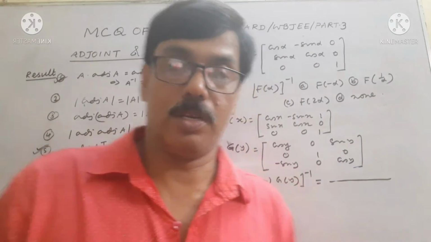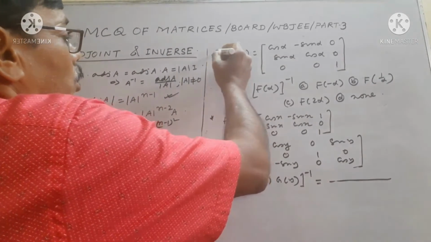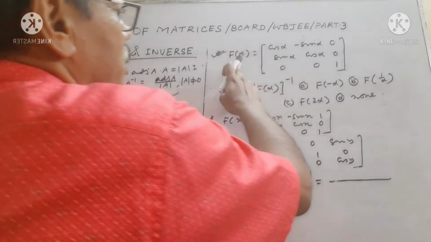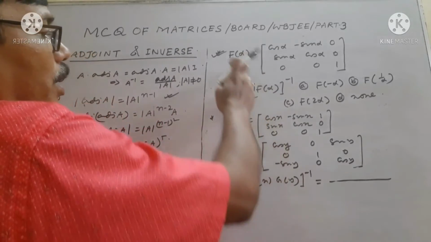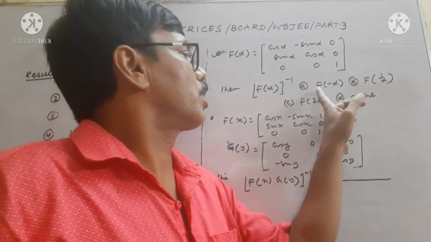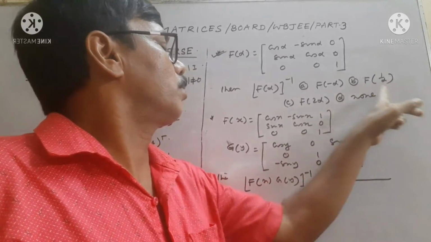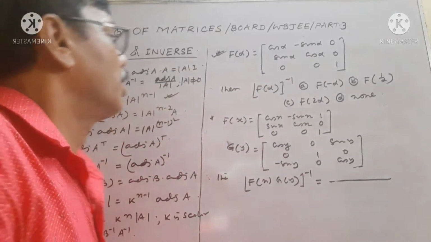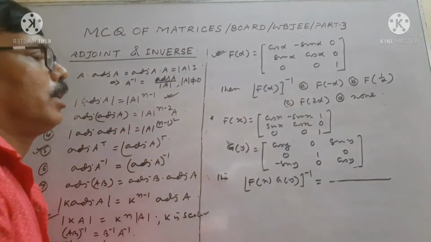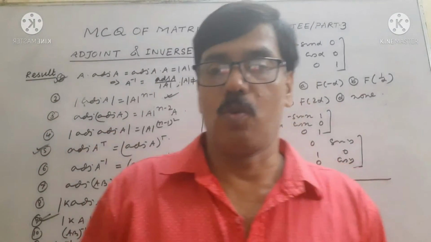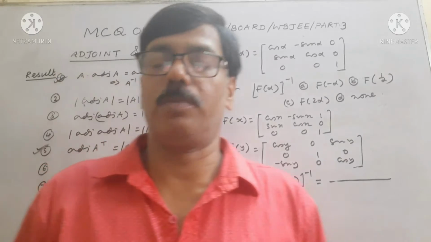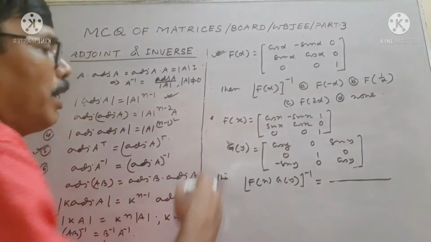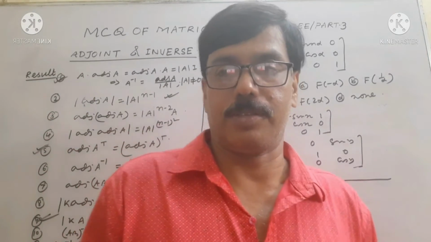Now we consider two most important problems of JEE Main. So F alpha is given, then find F alpha inverse. The options are F of minus alpha, F of 1 by alpha, F of 2 alpha, none. If we find F alpha inverse by the ordinary method, by taking cofactors of the elements, it will be very, very lengthy. So we find the inverse using definitions.